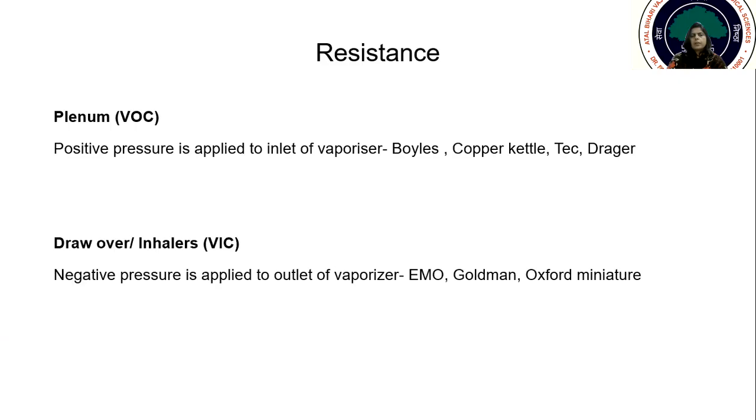And coming to draw-over vaporizers or inhalers. These vaporizers offer low resistance to the gas flow, and a negative pressure is applied to the outlet of the vaporizer. How is it applied? When the patient breathes or inspires, a negative pressure will be generated at the outlet, which will draw the vaporizing molecules along with the carrier gas. The examples are EMO, Goldman, and Oxford miniature vaporizer. Those vaporizers which are draw-over inhalers can be used within the circuit. However, the high resistance vaporizers, plenum type of vaporizers, cannot be used as VIC. They can be used only outside the circuit.